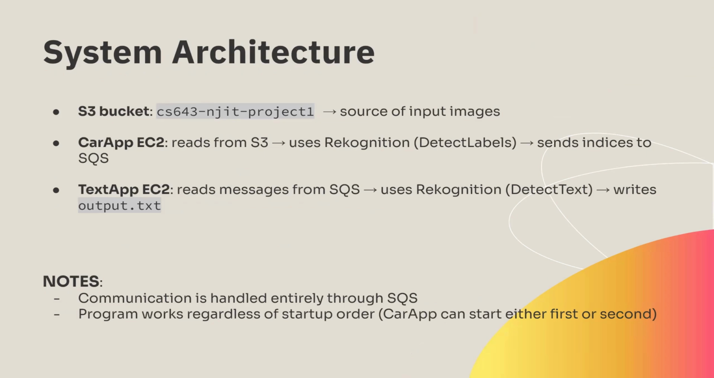TextApp, which will be running on a second instance, continuously listens to that queue. For each message received, it retrieves the corresponding image and uses Detect Text to extract text, such as license plate numbers. Both apps finish once CarApp sends a special sentinel value of -1.